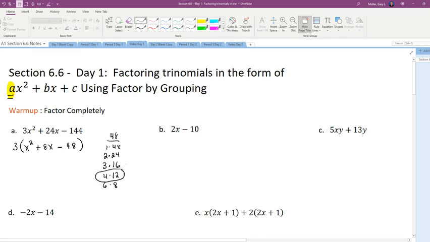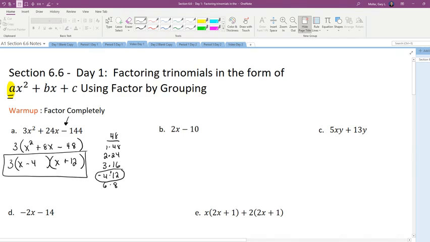I want it to be a positive 8, so the 12 is positive, the 4 is negative. Remember, when the sign at the end is negative, the only way that's possible is if these signs are opposites. So we're going to bring that 3 down, and then we're going to factor into two binomials, where we have x minus 4 and x plus 12.